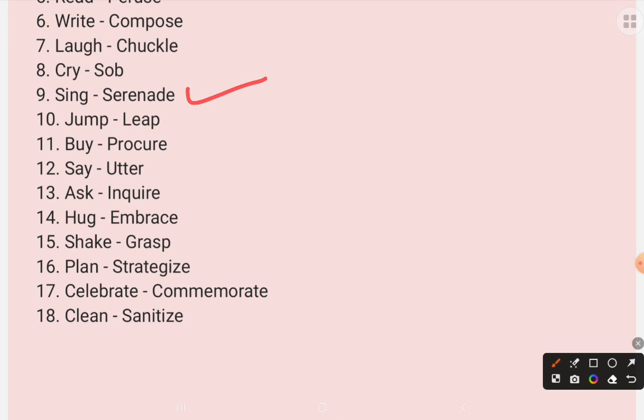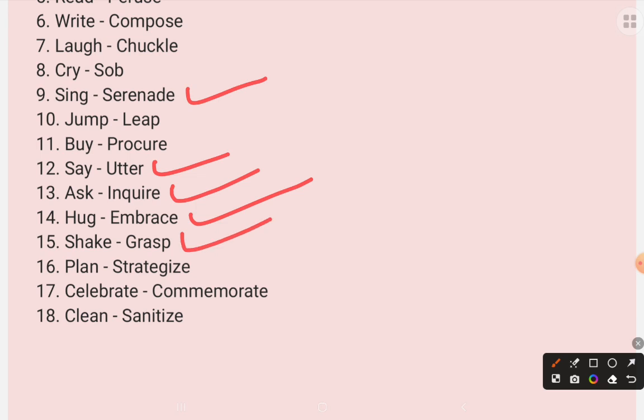Instead of buy, we use procure. Instead of say, we use utter. Instead of ask, we use inquire. Instead of hug, we use embrace. Instead of shake, we use grasp.